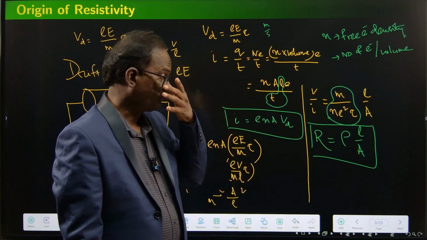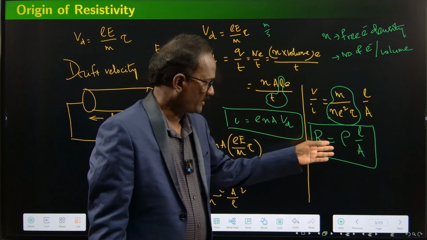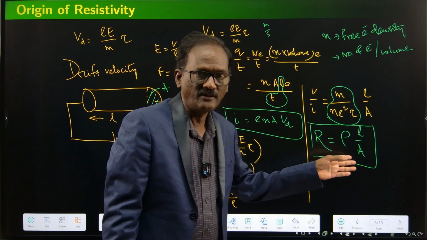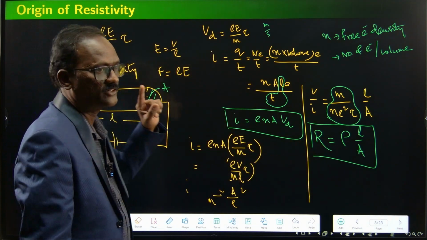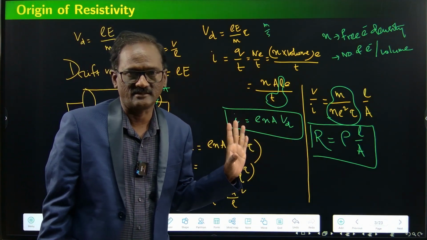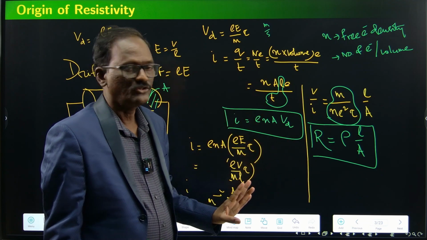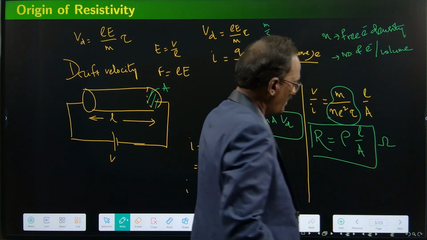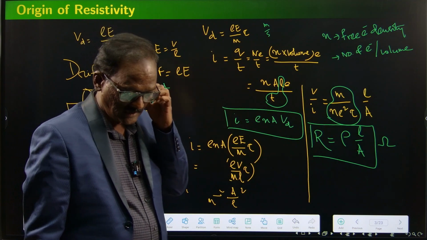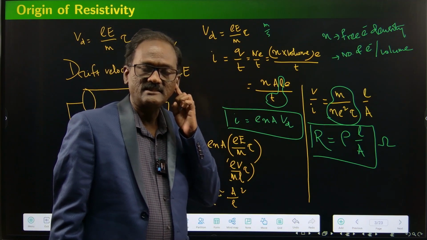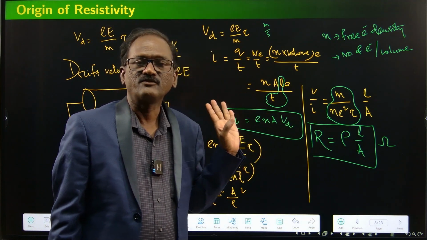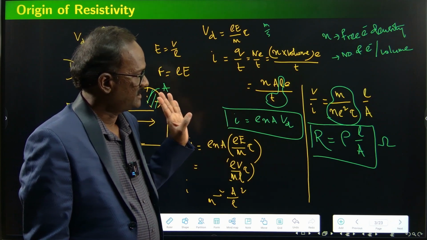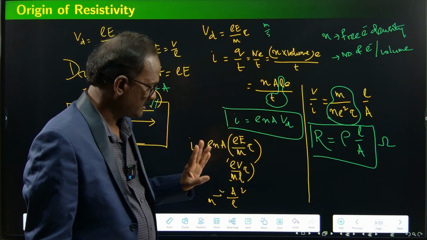R is equal to rho L by A, right? So the origin of resistance is the drift velocity and the movement of electrons. R is equal to rho L by A, the unit is ohm. Now let us define what is resistance, right? This is the expression for resistance. Let us define what is resistance.